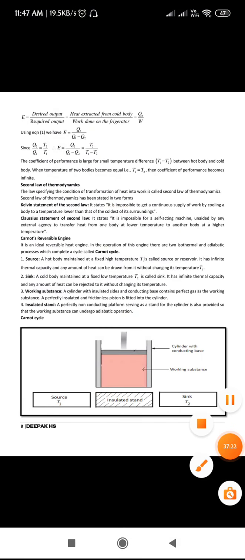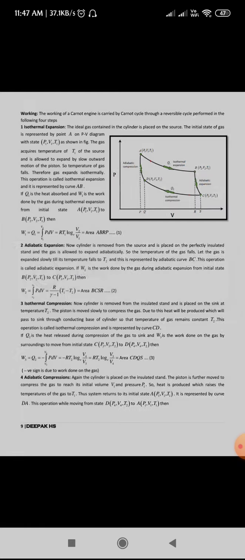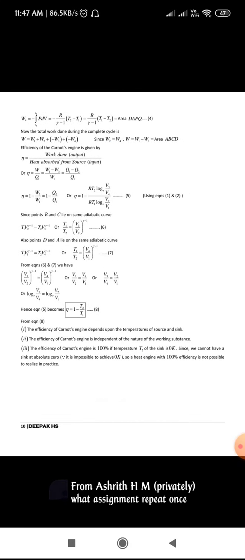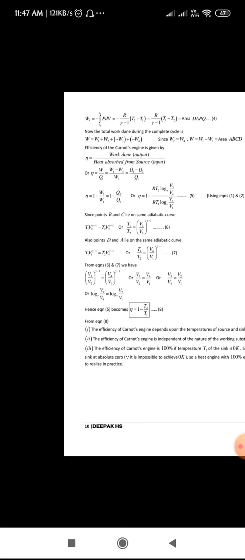With this I'll end today's class. In the next class we will start with the Carnot cycle. As I said, this is a 5 marks derivation. It's a big derivation which will be asked for 5 marks.